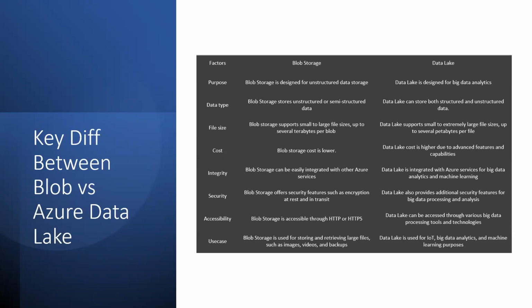For security options, the blob storage is encrypted at rest and in transit. But the data lake provides additional features like data processing for analysis, which is for big data analytics. This means additional security features are enabled in the data lake. In the blob storage, you'll have HTTPS. Do you know this? Just like our websites, these are API protocols.